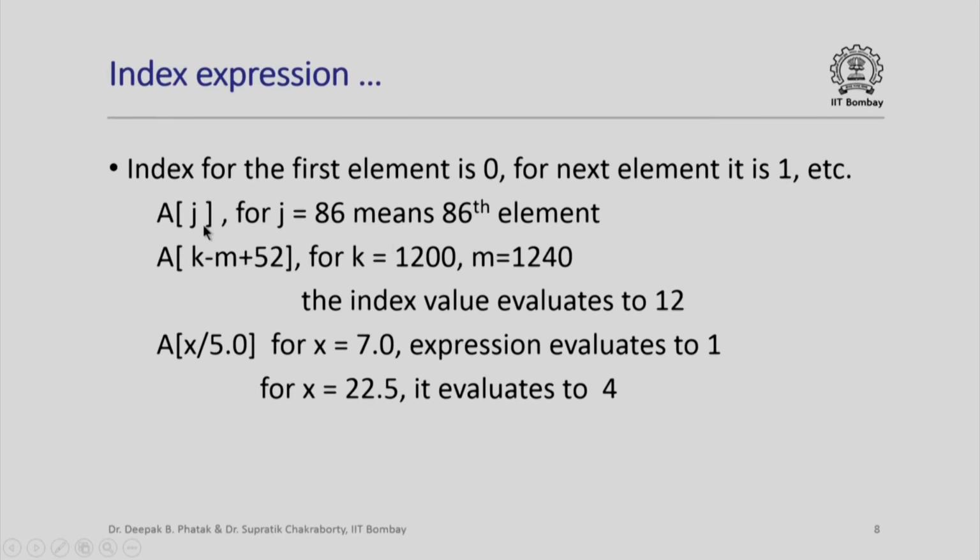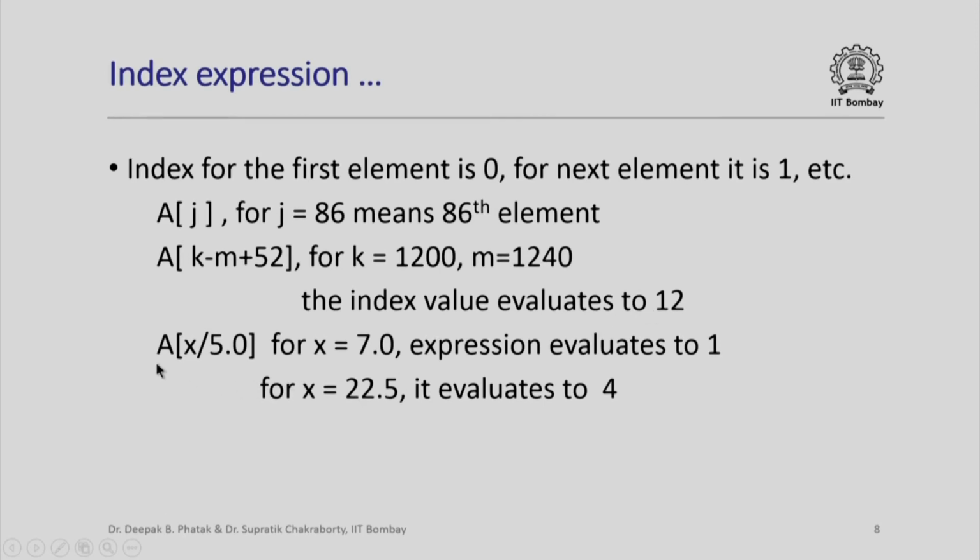For example, A[j] is a valid expression. For j equal to 86, it will mean the 86th element. Suppose I use an expression k minus m plus 52, and if k is 1200 and m is 1240, then the index value evaluates to 12.